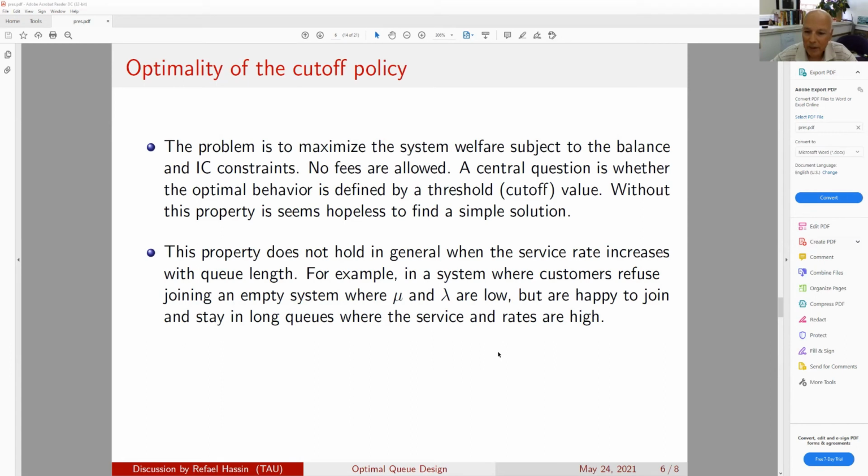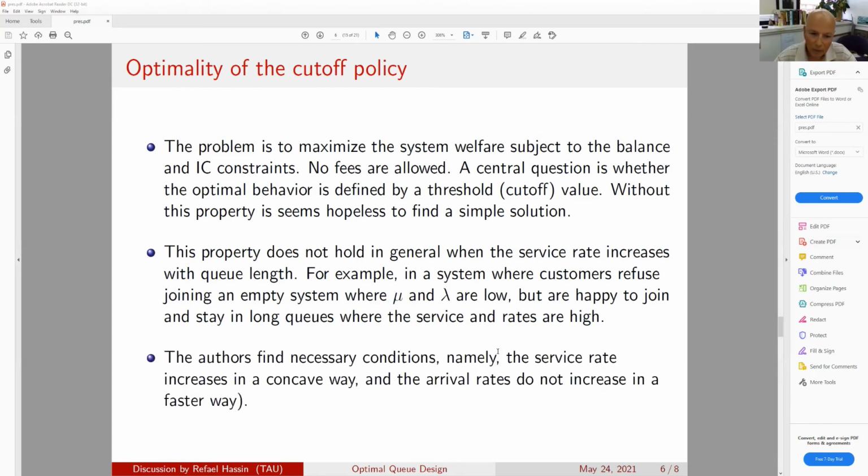And actually, it's very easy to generate arrival rates and service rates such that customers will refuse to join a short queue because the service rate is very small, service is very slow, but they will be happy to join a long queue because the service rate there is very high, and you can keep the queue length from falling down by assuming that at a certain point nobody joins. At a certain point the service rate is zero. So the queue never becomes short, and then customers are happy to join a long queue, but they don't want to join the short queue. So the authors define these necessary conditions, that the service rate increases in a concave way, and the arrival rates do not increase faster. And I think this is a very nice result to characterize necessary conditions for a cutoff policy to be optimal.